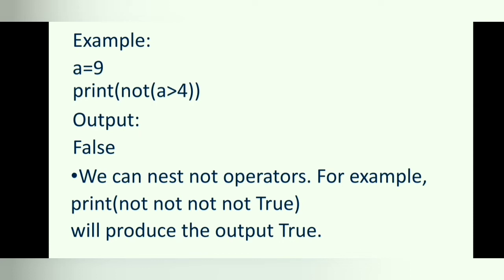The NOT operator changes a true value to false and a false value to true. The NOT operator is used to reverse the result. We can nest NOT operators. For example, print not not not not true will produce the output true. The first not true is evaluated. The result is false. Then not false is evaluated, which is true. Then the not true is evaluated, which is false. Finally, not false is evaluated, so the final result is true.